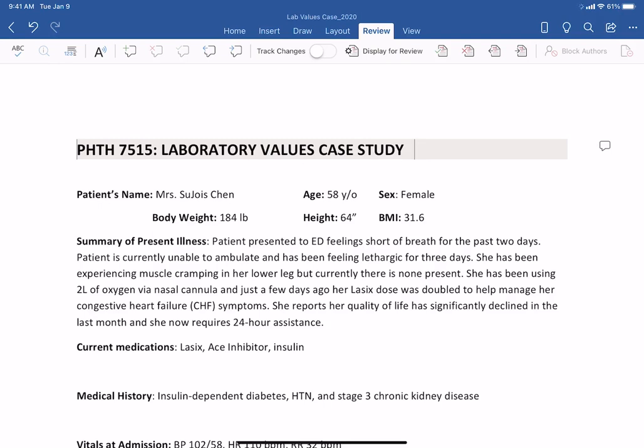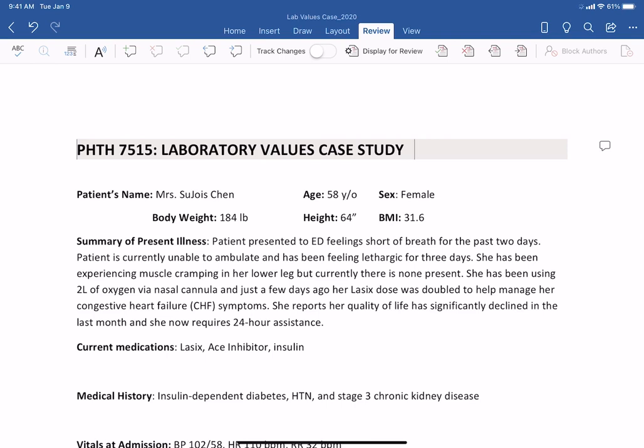I am going to start with the laboratory values case study that is in your notes right before the cancer lecture began. If you haven't yet had a chance to read through this, I'd recommend just pausing the video now and reading through the case and then starting it back up.